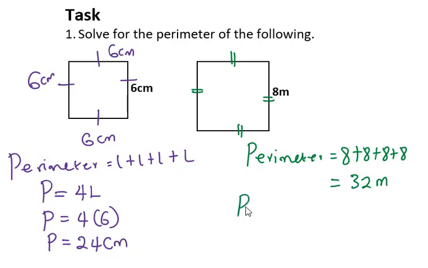If you had used perimeter is equal to 4L, which simply means 4 brackets 8, it will still give you 32 meters, and it's still correct. Whichever way, you're going to get the right answer. So remember, this 8 is just talking about L plus L plus L plus L, so same thing.